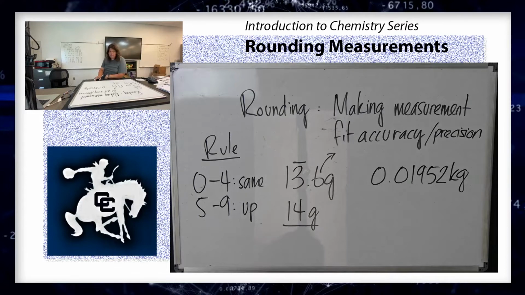For smaller measurements, ones that involve decimals, again, we follow the same pattern. If my goal is to round this off to 3 significant digits or to the third digit after the decimal, I look at the next number. It's a 2. According to our rules, we keep it the same. So our final answer, 0.0195 kilograms.